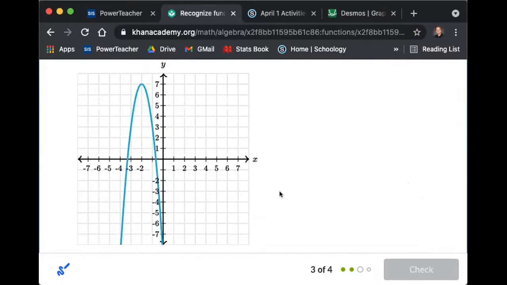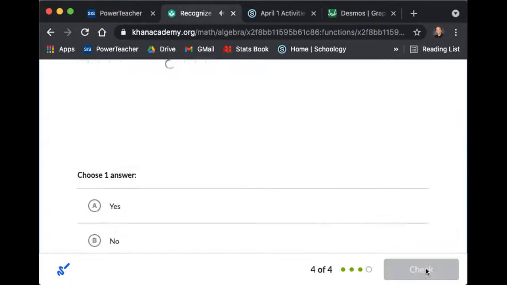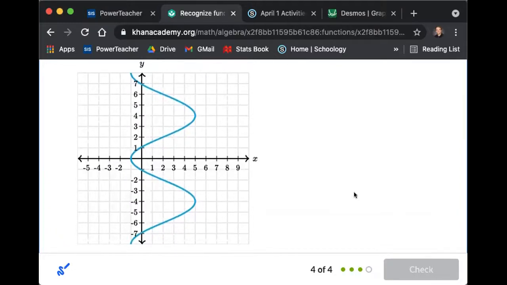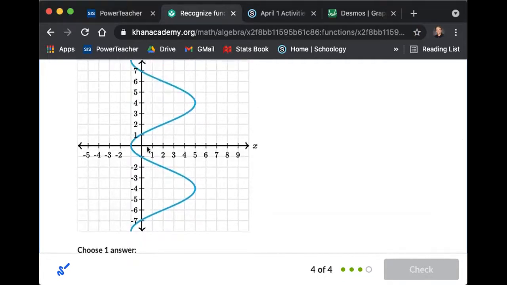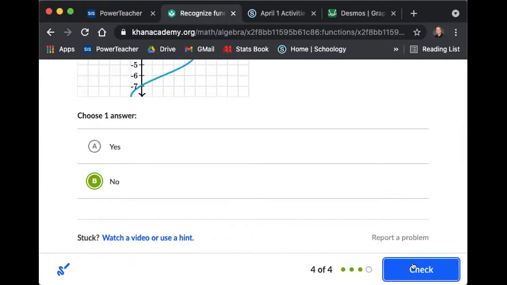What about this one? Would this be a function? Absolutely. If I move the vertical line across the function here, I would only intersect at one spot. Good deal. What about this one? It's a cool looking function. But is it a function? It's not actually a function, because like this one, this input of one gives me a bunch of different outputs. That's not good. I mean, it's not a function.